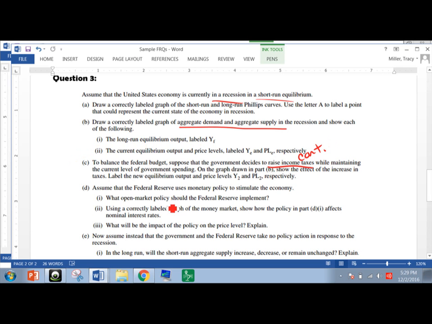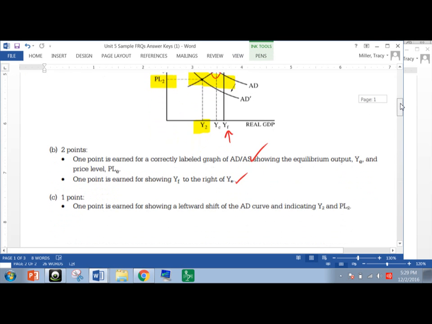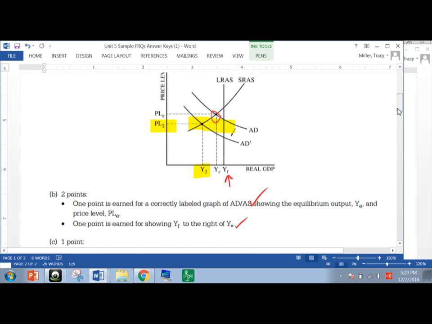So if we're going to raise income taxes while maintaining the level of spending that we currently have, this is going to reduce aggregate demand. And you can see that shift to the left with aggregate demand. And we had to label that Y2 and PL2. And you're going to get 1 point for putting that line in the correct location. So it doesn't really matter how far you move it, but it should be to the left.